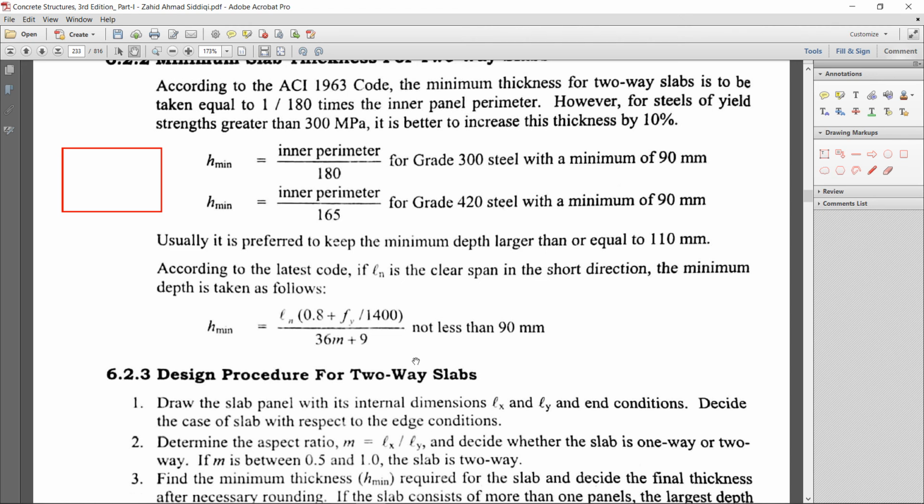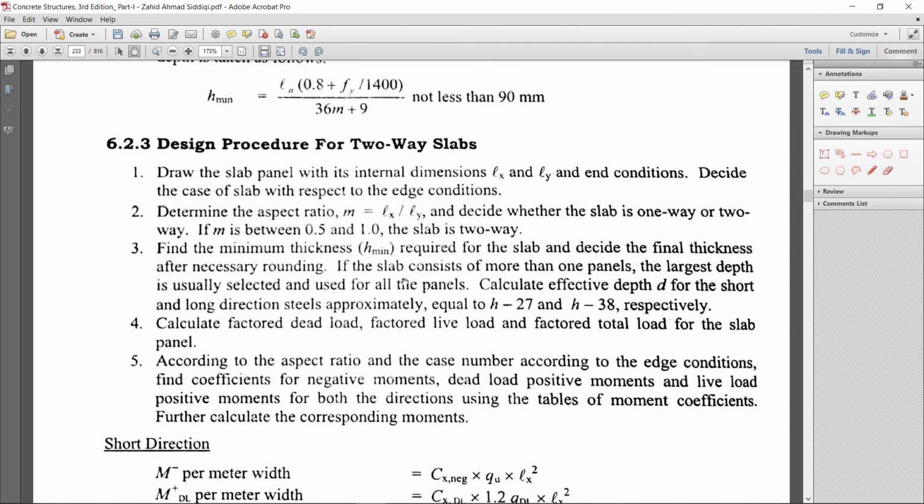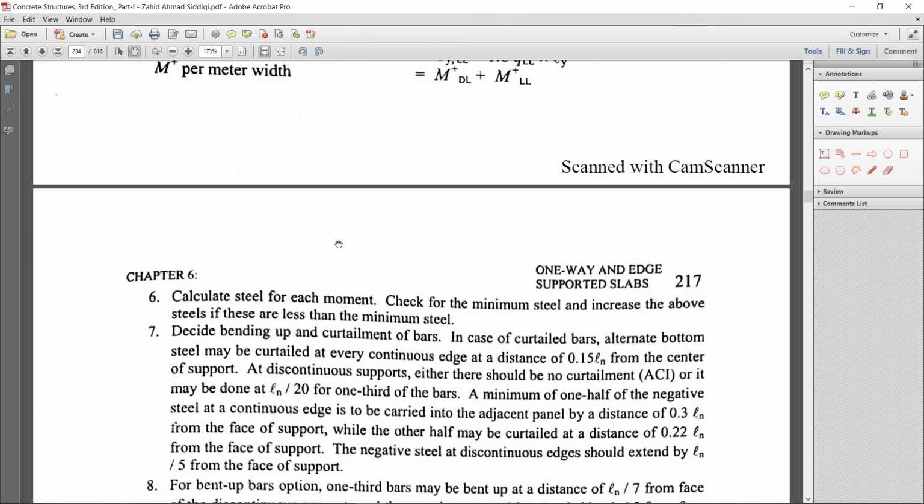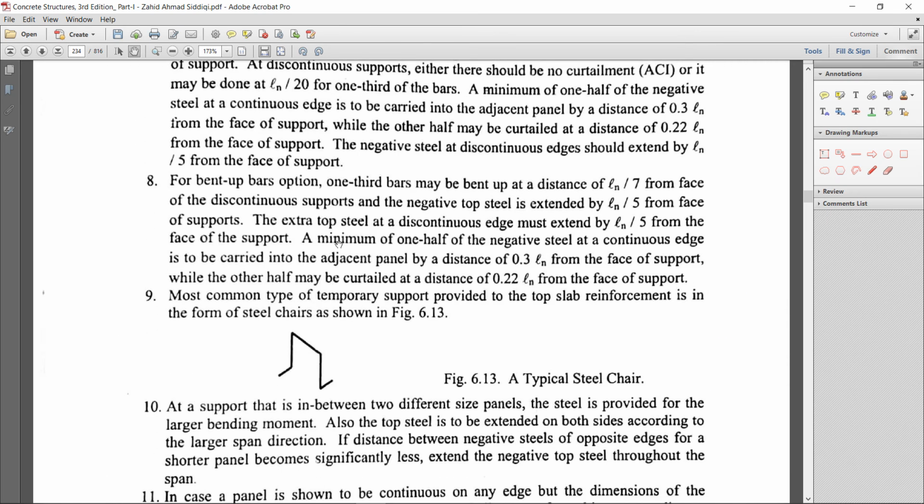Okay, now there is a design procedure. I will skip that design procedure. I will directly go to the example and start solving the problem. After we solve the problem, definitely we will go through the design procedure.